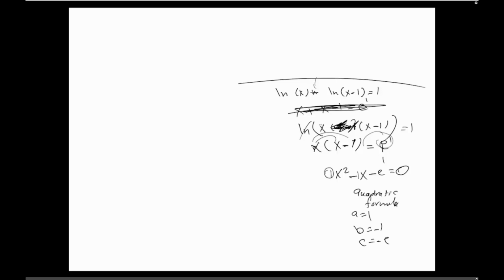I'll calculate. x equals half of 1 plus the square root value over here, or minus, but we're gonna throw away the minus because the natural logarithm is not defined for any numbers less than 0. So we're just gonna have the positive one.